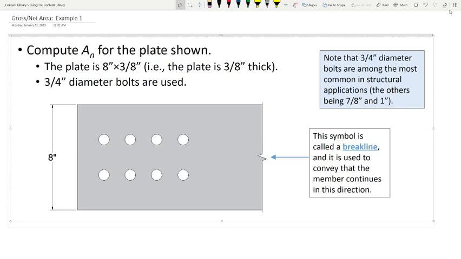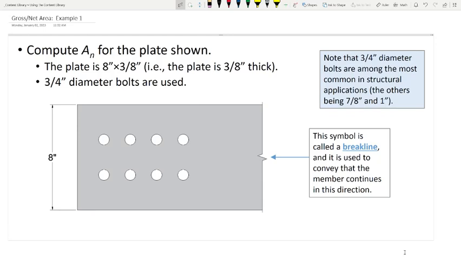So our first problem is we're going to compute the net area for the plate shown, okay? Now let's make sure that we have a good understanding of what we're looking at here on the screen, okay? So first off, the plate is 8 inches long, and the plate is 3/8 of an inch thick. So the thickness is in and out of the screen, okay? Now we have 3/4 inch diameter bolts in the plate.